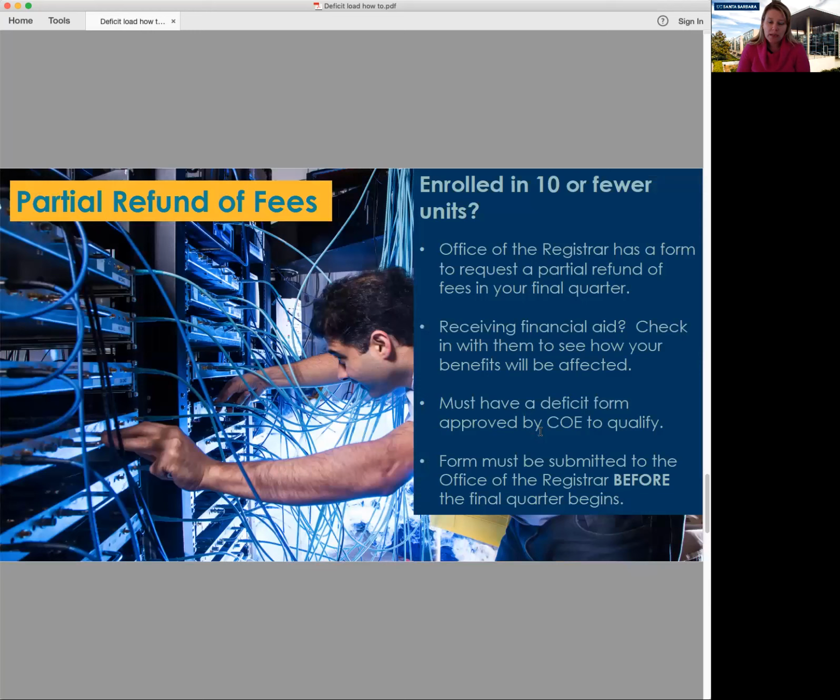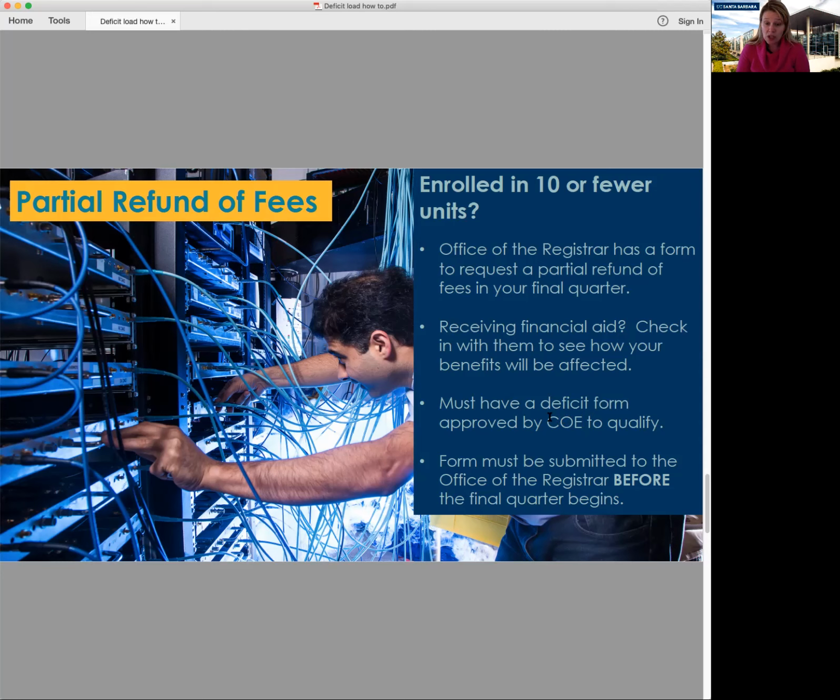So for students who plan on taking 10 units or less, they may request from the Office of the Registrar a partial refund of fees. However, again, if you're receiving financial aid, do make sure you've checked in because you need to know how much your aid might be reduced and how the money compares if you're also getting the refund in fees.